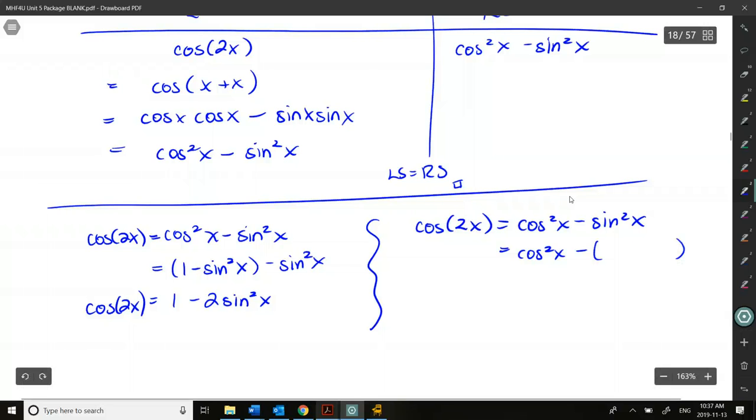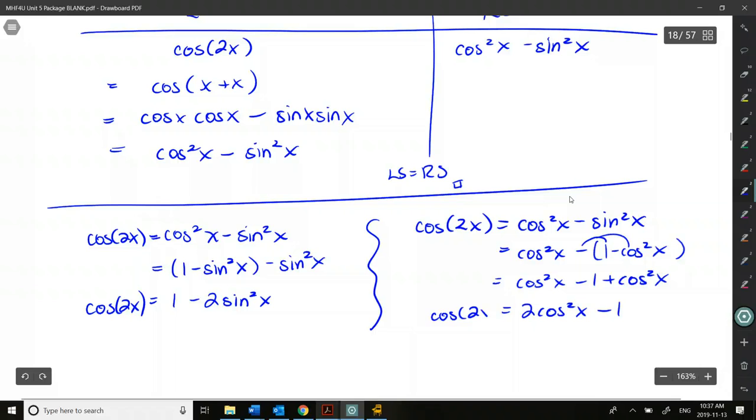It'll be 1 minus cos squared x, yeah. And then I'll distribute the negative. And we have 2 cos squared x, and that will be subtract 1. So here are my extra 2 cosine double angle formulas.